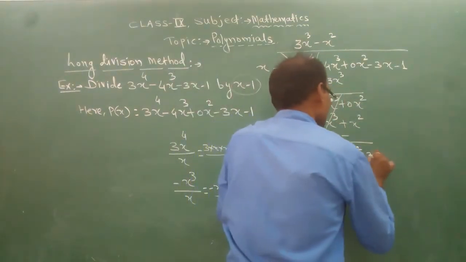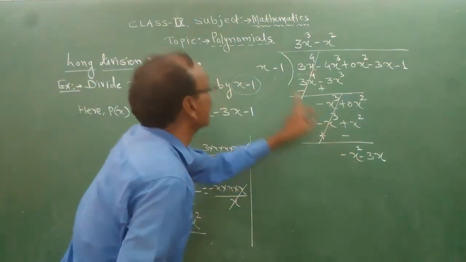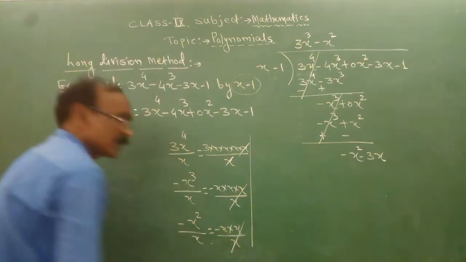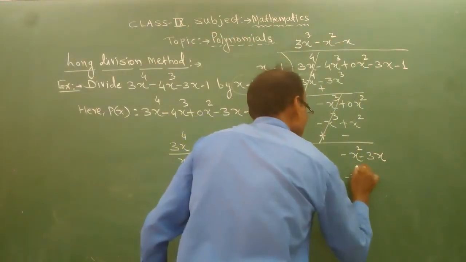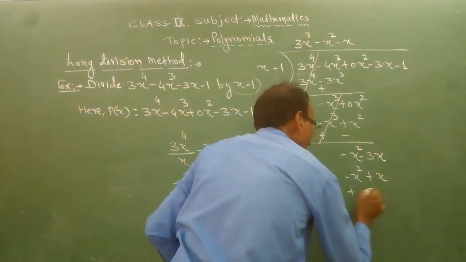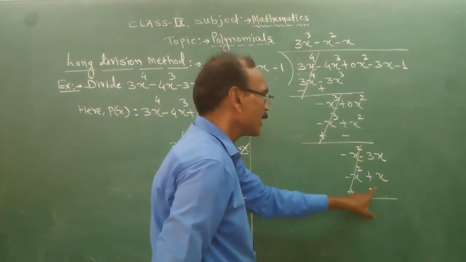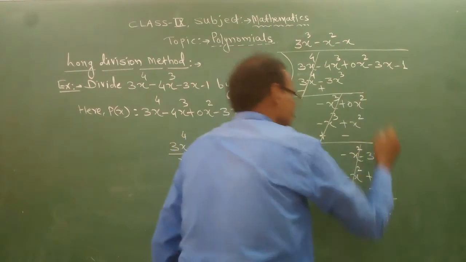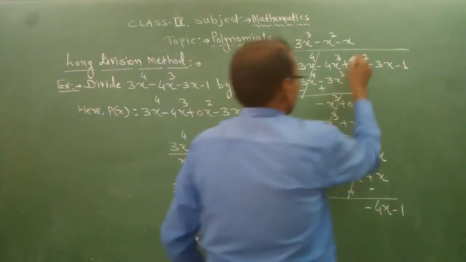then take this minus 3x, again minus x square divided by x, the x will get cancelled, minus x. Minus x into x is minus x square, minus x into minus 1 is plus x, change the sign. Minus x square plus x square will get cancelled, minus 3x and minus x, that is minus 4x. Then take this minus 1, then minus 4x upon x, x will get cancelled, minus 4.